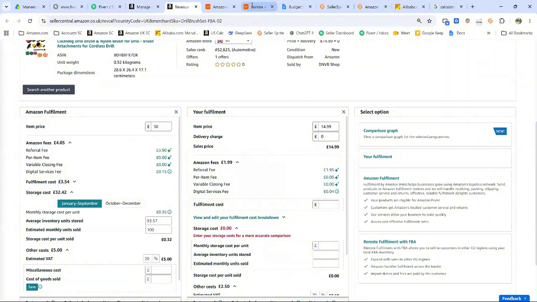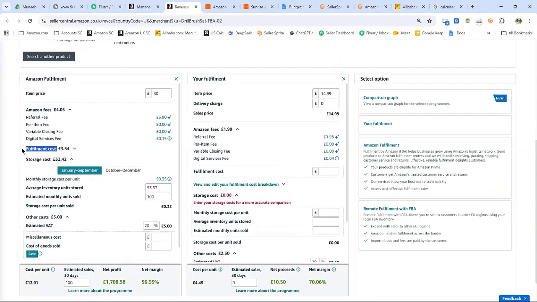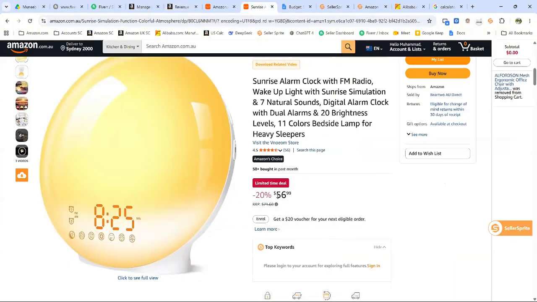But obviously, if the price is higher, the referral fee will also be higher because it's on a percentage basis. So it's 15% of the selling price in most cases. So what we are looking for here is that the FBA fee should be lower and the selling price should be relatively higher.